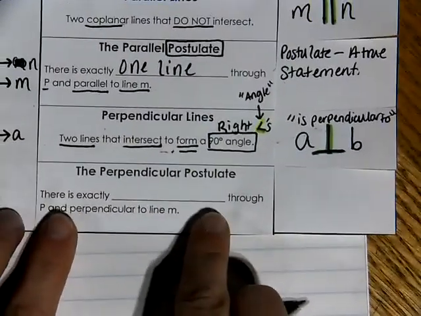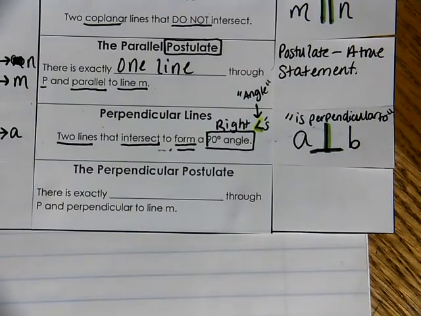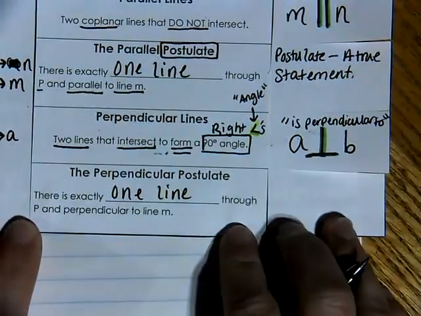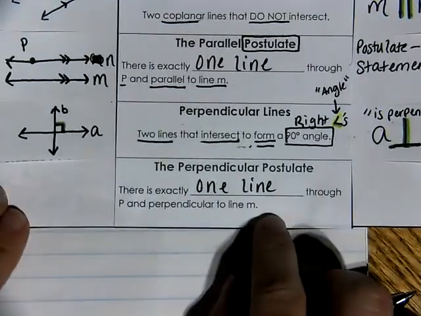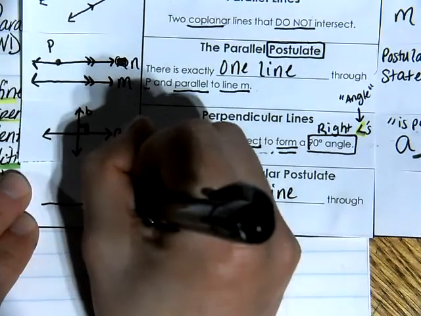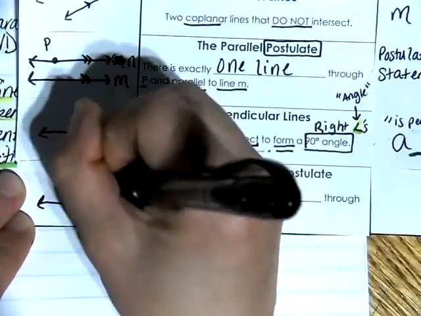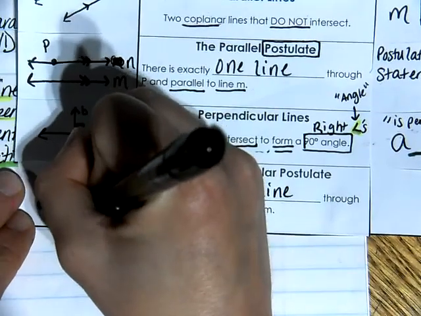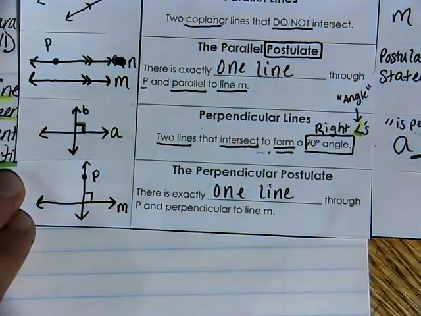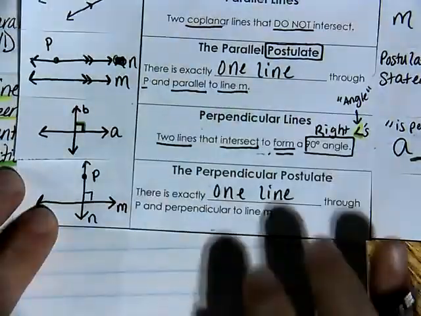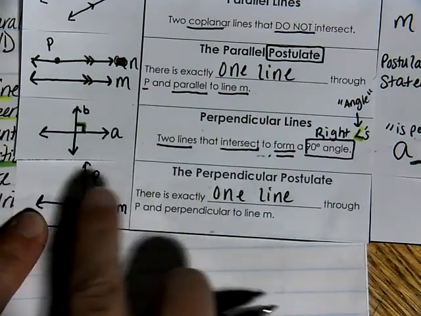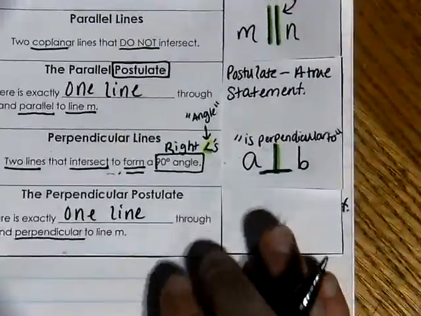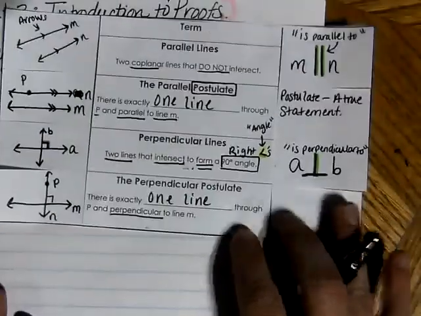Finally, we have the perpendicular postulate. The perpendicular postulate says that there is exactly one line through point P that is perpendicular to line M. So here is line M. Here is point P. There exists only one line that could go through point P and be perpendicular to line M. Only one line that is possible. And it doesn't matter where point P is. There's only one line that is perpendicular to line M and goes through P. And that's the perpendicular postulate.